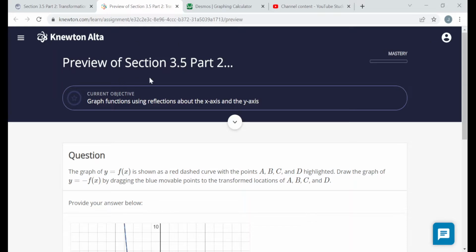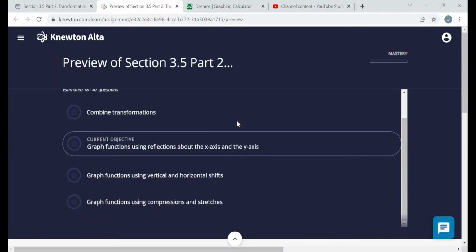Alright, so on the assignment page you have the title, your mastery bar. You can see the objectives. It looks like there are 4 objectives for this particular assignment, so a bit of a longer one.